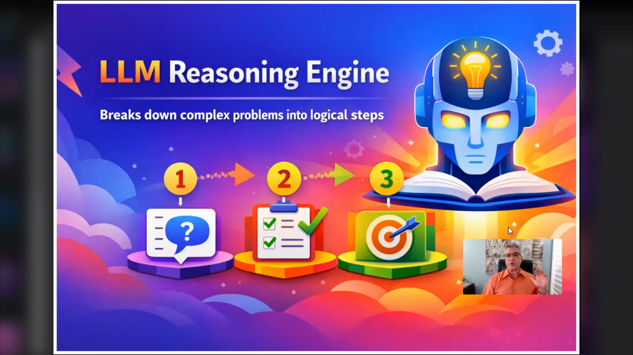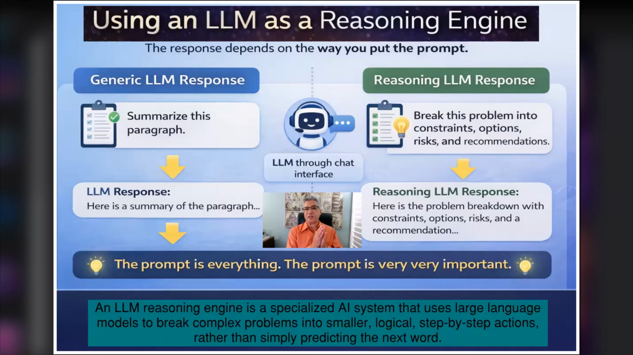Since we talked about AI powered search, and this is an introduction, now we can talk about the LLM reasoning engine. An LLM reasoning engine breaks down a complex problem into logical steps. So let's see that on the next slide. Based on the prompt you provide, you're going to get a response, and we talked about that before. If you have a generic LLM prompt, you're going to get a generic LLM response, so it will give you the summary of whatever information you put there.